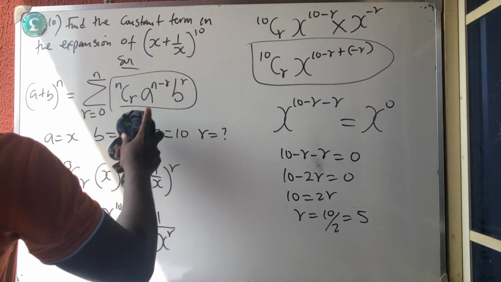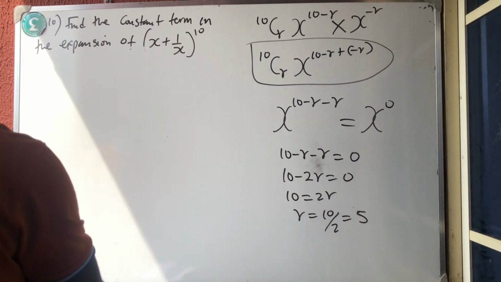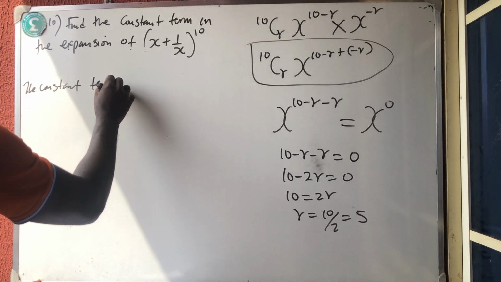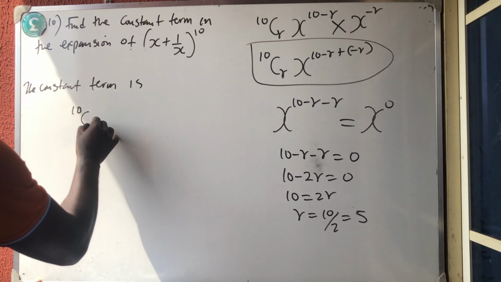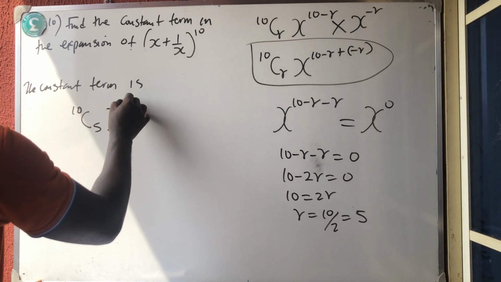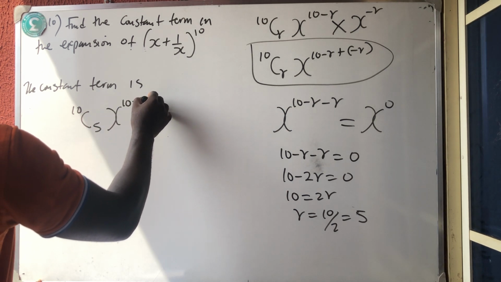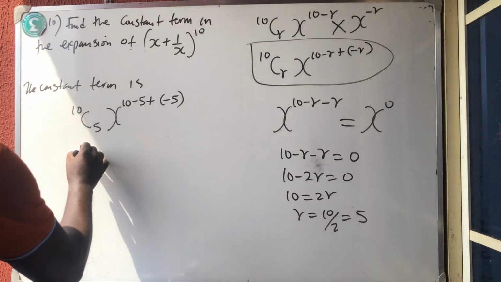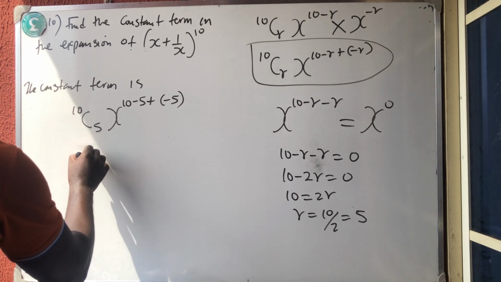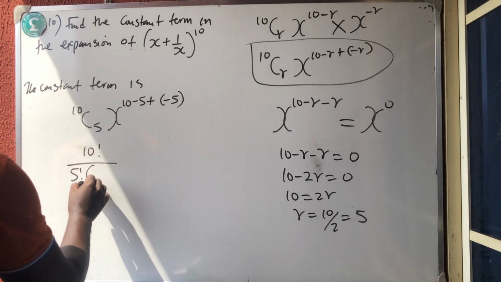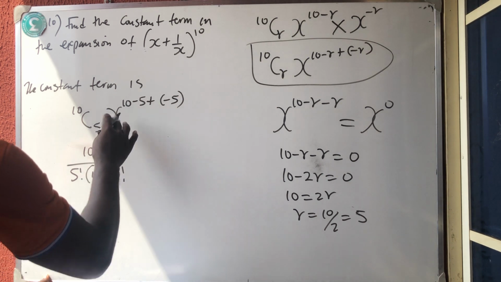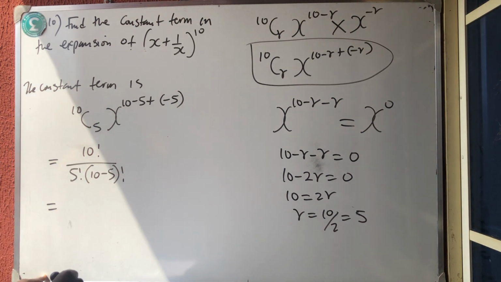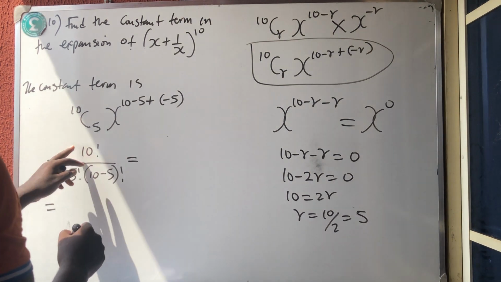So therefore the constant term is 10 combination 5, x raised to power 10 minus 5 plus minus 5. Everything here is giving me 0. 10 combination 5 means 10 factorial all over 5 factorial, then 10 minus 5 factorial. And here is x raised to power 0, and anything raised to 0 is 1. That is why we call it the constant term. It does not have that x.